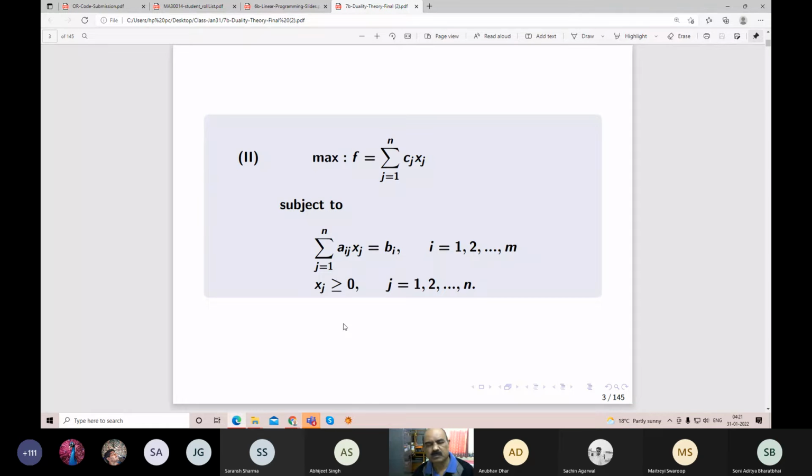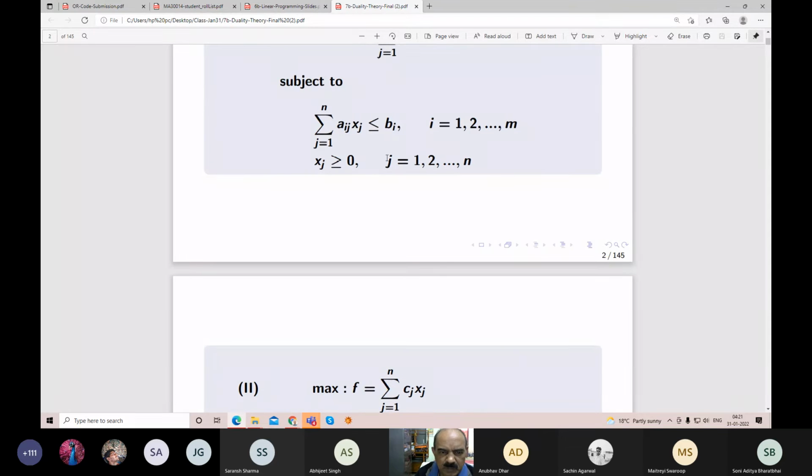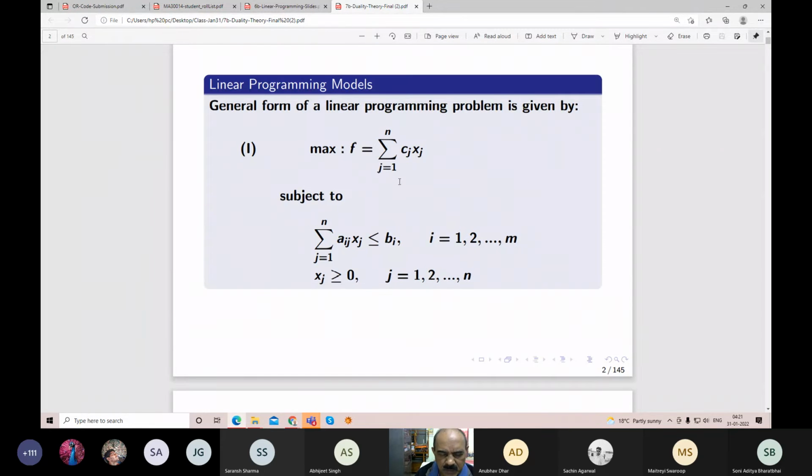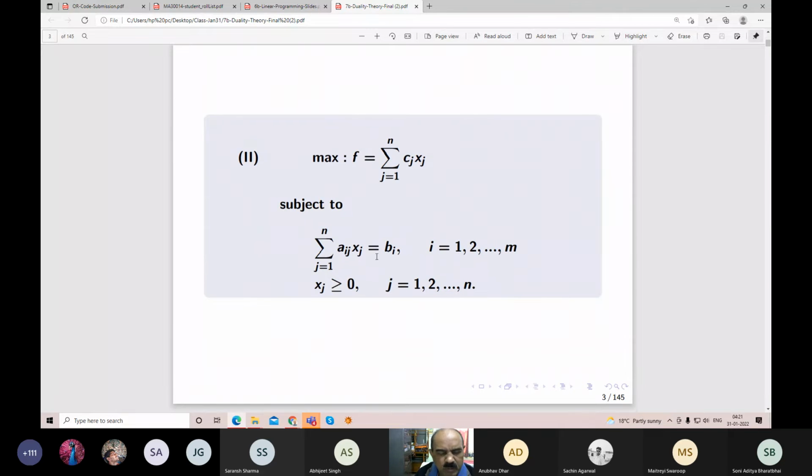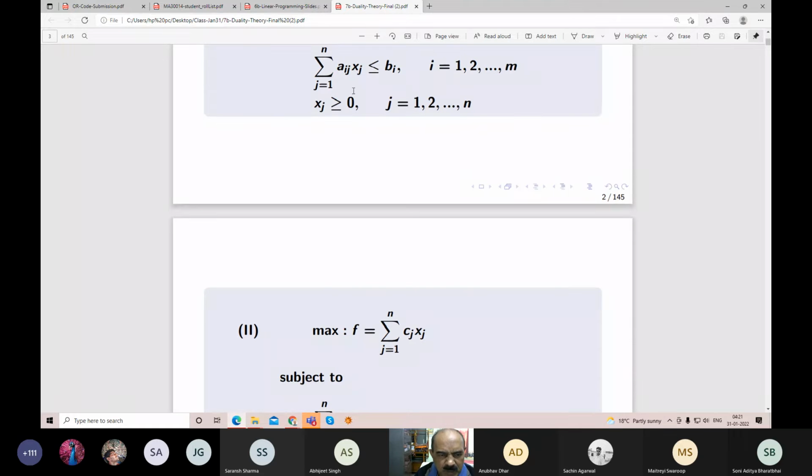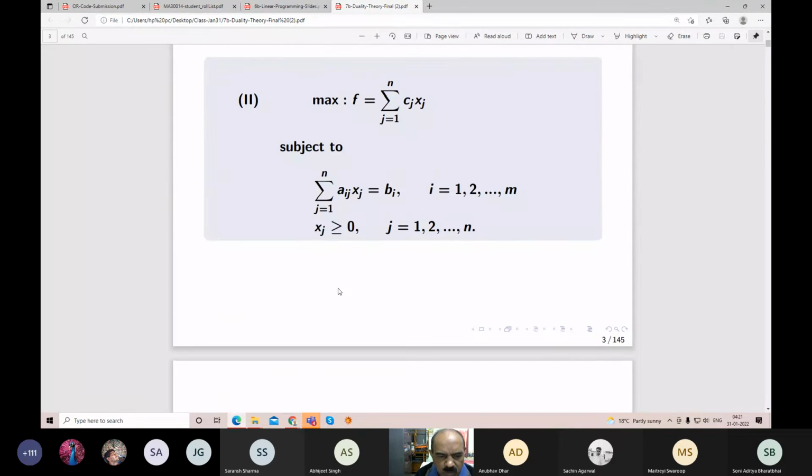What is the difference between model 1 and model 2? See here. In model 1, the constraints are all less than or equal type. In model 2, the constraints are all equality type. In model 1, variables are non-negative. In model 2, variables are also non-negative. Who can say if there is any difference? The constraints here are equations in model 2.